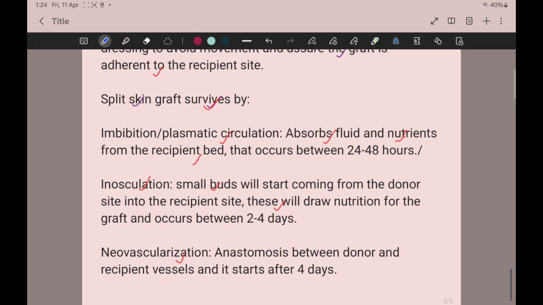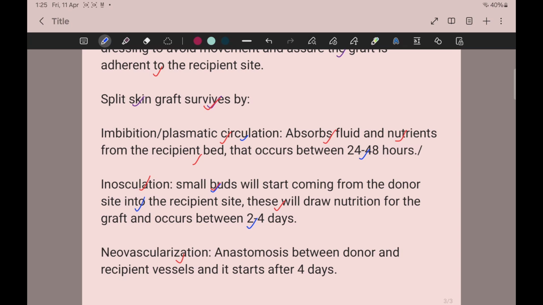There are three methods by which the split skin graft survives. First, imbibition or the plasmatic circulation. In this, it absorbs fluid and nutrients from the recipient bed, which occurs between the first 24 to 48 hours. In inosculation, small buds start coming from the donor side into the recipient side and draw nutrition for the graft. This stage occurs between the first 2 to 4 days. Neovascularization is anastomosis between the donor and the recipient vessels, and it starts after 4 days.